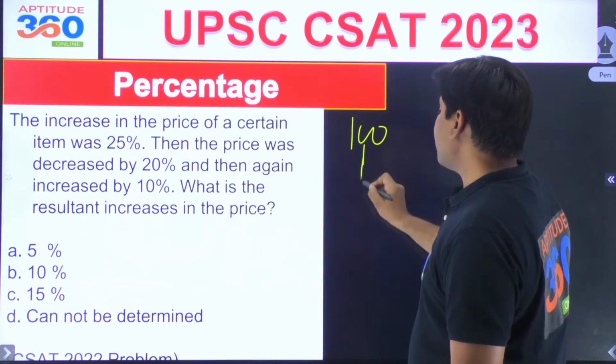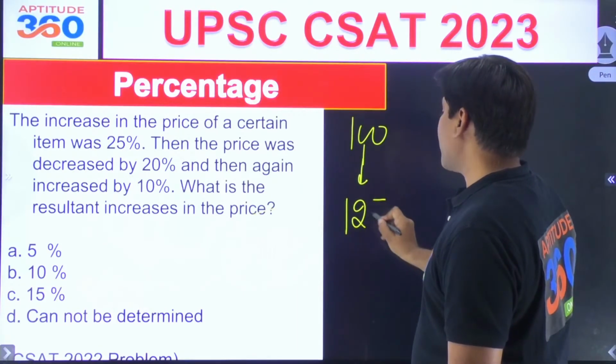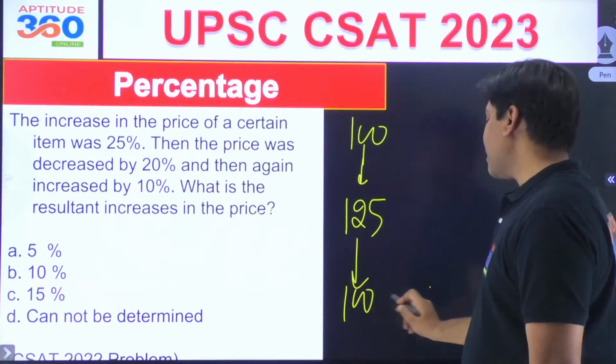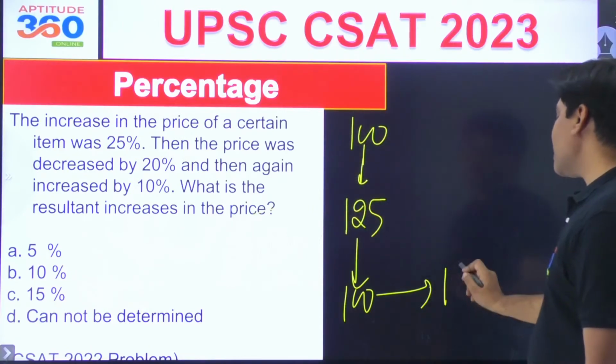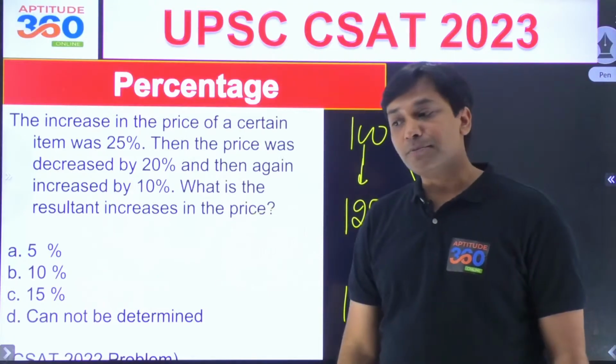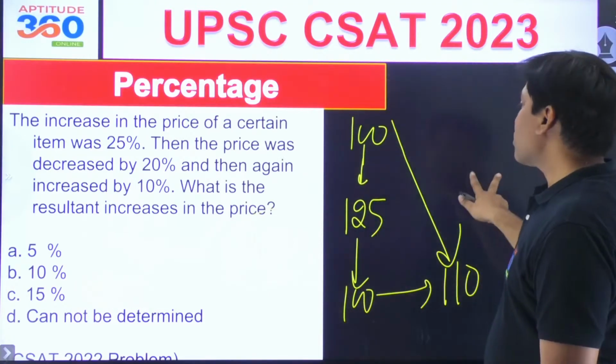If you increase by 25%, this is 125%, 125, and then you decrease it by 20%, so this comes out as 100, and then you increase it by 10, so this is 110. From here to here, a 10% increment. Problem is simplified, isn't it? Now, let us go ahead and simplify this problem.